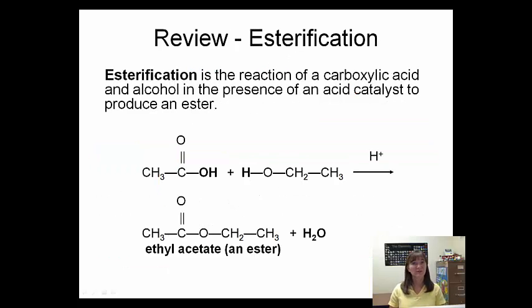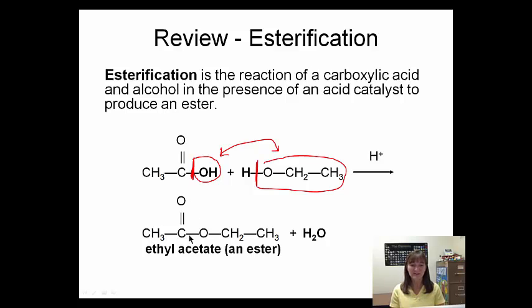And here is a review on the reaction esterification that we had in the last chapter. So esterification is the reaction of a carboxylic acid and an alcohol in the presence of an acid catalyst to produce the ester. So this is what we did in the last chapter. So here's the carboxylic acid, here is the alcohol, and if you remember, we broke between the carbon and the oxygen of the carboxylic acid, and we broke off the hydrogen on the second molecule. And so you circle the pieces that we're going to break off, and then you're going to switch places. So when you switch places between these circled groups, you end up with this ester.